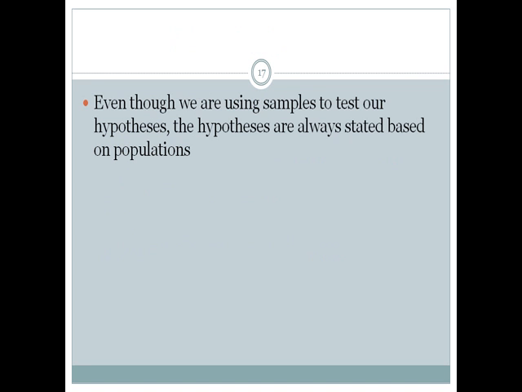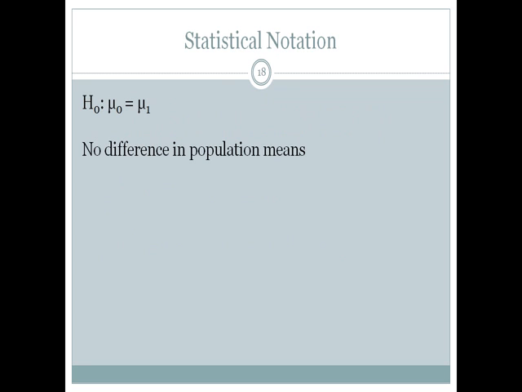A quick note, our hypotheses are always stated based on populations. You'll notice that's going to be the consistency through the examples, that our hypotheses are always stated, like right here, in reference to population. So this is the example of a null hypothesis for a t-test or several others, as mu0 is equal to mu1. So, like I said before, the null hypothesis states there is no difference between populations.